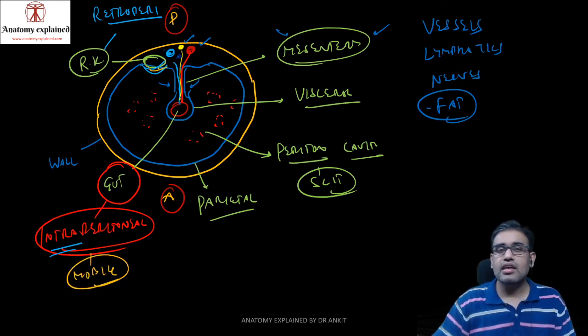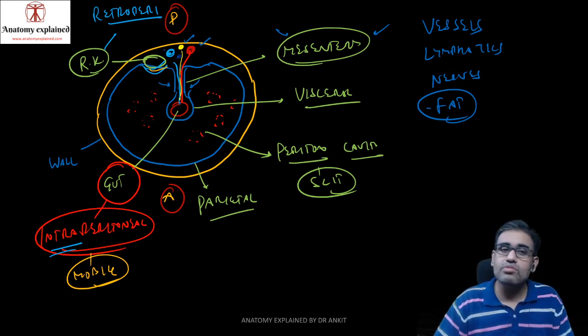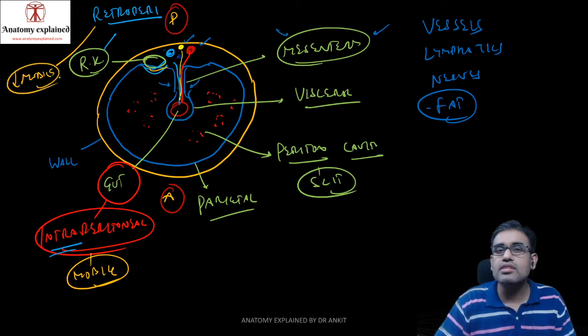And if they are just behind that curtain of peritoneum, they will be very less mobile. These retroperitoneal organs are very less mobile. Now we need to know what these retroperitoneal organs are and the names of the intraperitoneal ones. At least the names are necessary.